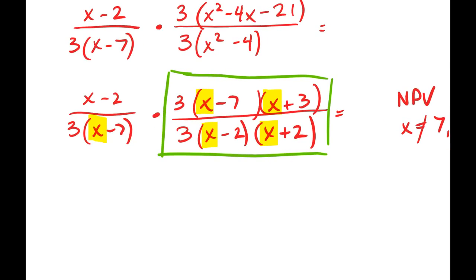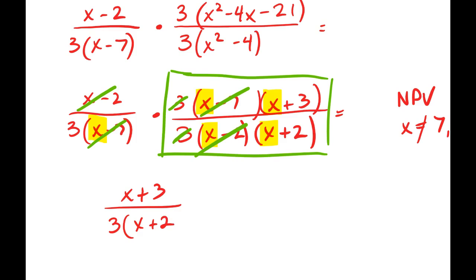Alright, let's simplify. There's an x minus 7, there's an x minus 2, and there's a 3. So that leaves me with x plus 3 over 3 times x plus 2. Okay.